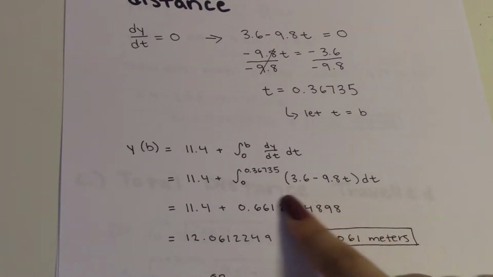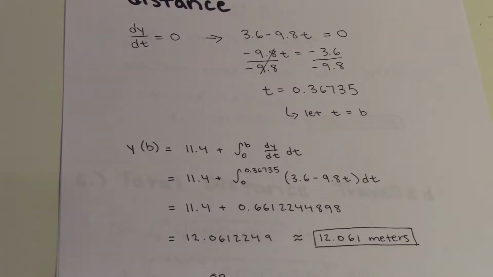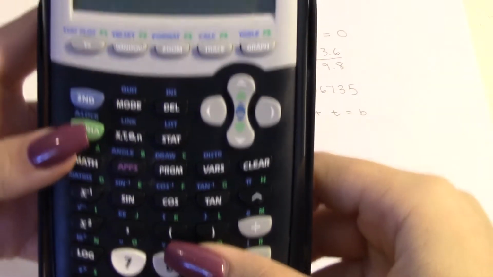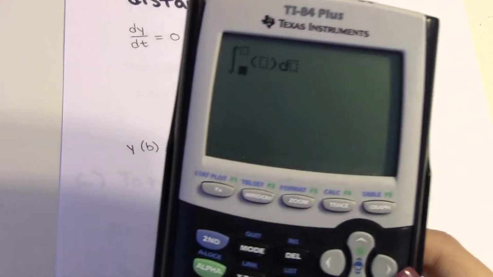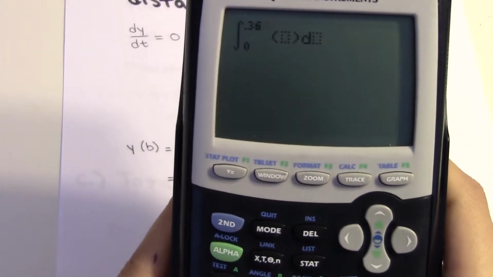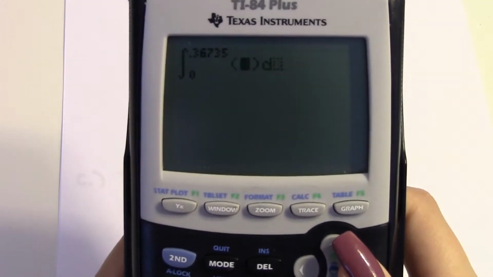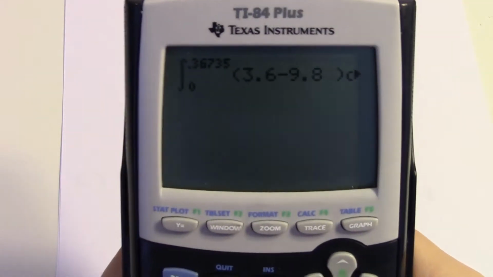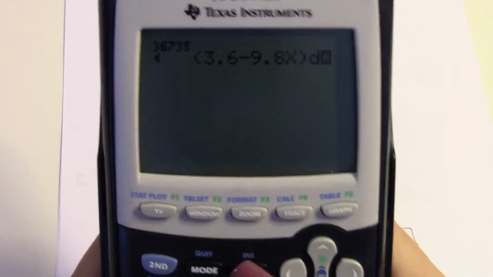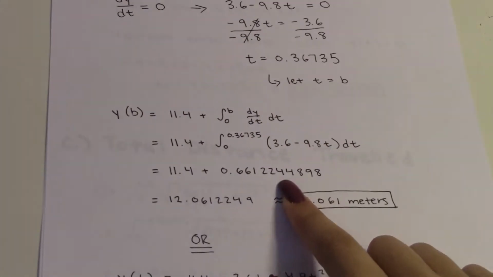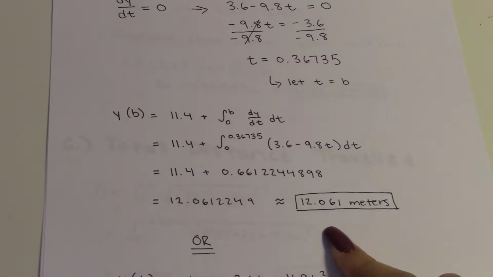To solve for this part, we're going to use our calculator. Press math and then go to 9, and that'll give you that integral with a bunch of blanks, and we just fill that in. The lower limit is 0, the upper limit is 0.36735, and inside the parentheses we put 3.6 minus 9.8, and here the variable will be x, so make sure to match that variable here. Click enter, and that gives us 0.661224, etc., which I have written here. Then all you have to do is add those together, and you get 12.061 meters.